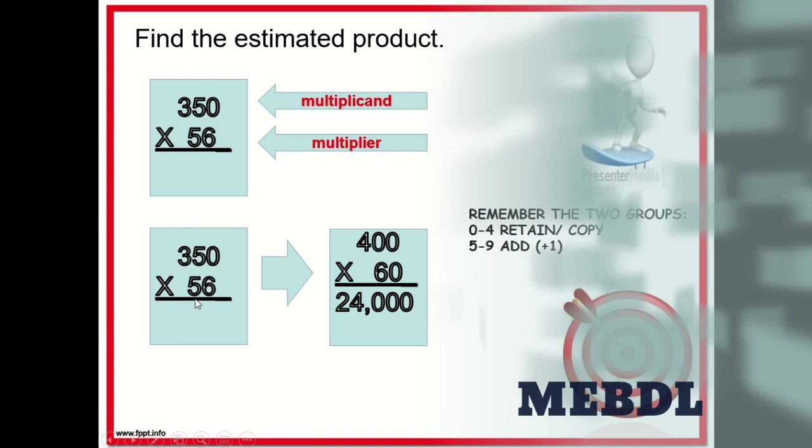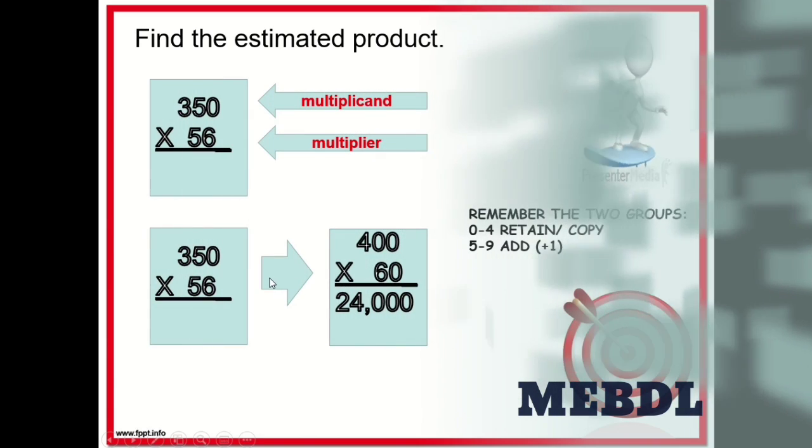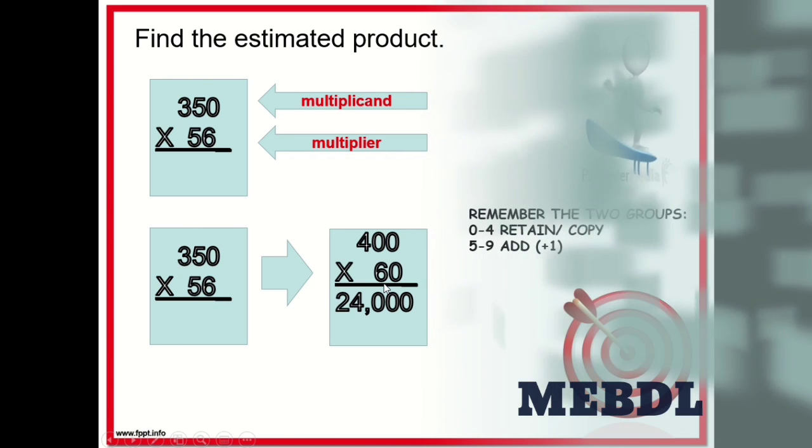Next, 56. Beside 5 is 6. 6 belongs to the second group. 3 will be added 1, 3 will become 4, and all numbers that come after become 0. Beside 5 is 6, 5 will become 6, and all numbers that come after become 0.